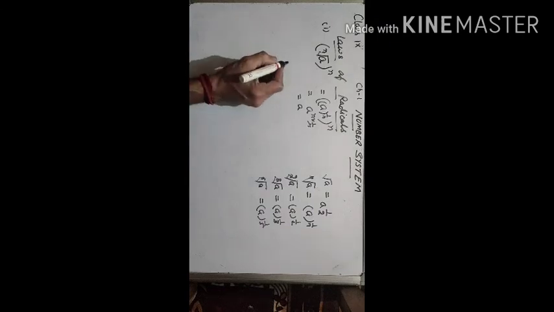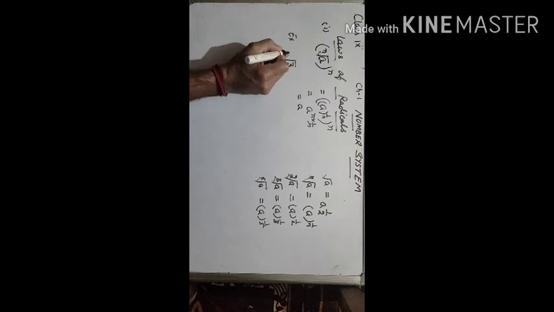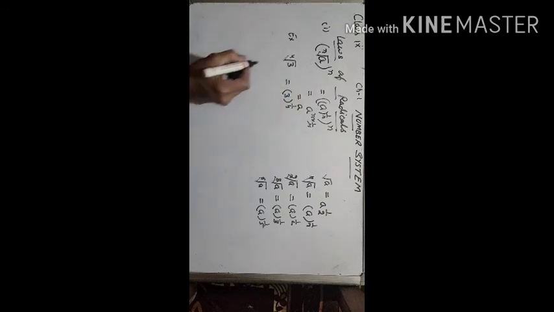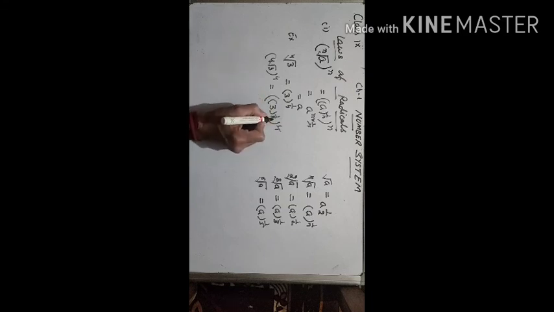For example, the 4th root of 3, to the power 4, that means 3 to the power 1 by 4, to the power 4. The 4 cancels the 4, that is equal to 3.